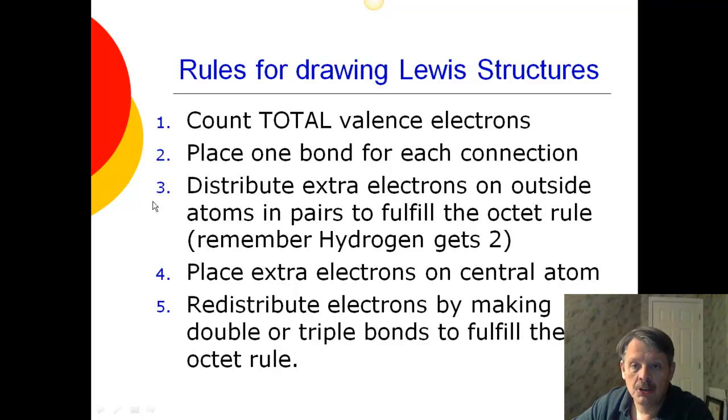We then distribute extra electrons on the outside atoms in pairs to fulfill the octet rule, remembering that hydrogen only gets two if it happens to be on the outside. Place the extra electrons on the central atom, and then redistribute the electrons by making double or triple bonds to fulfill the octet rule. Again, you'll see this in examples, and then you should be able to do it.